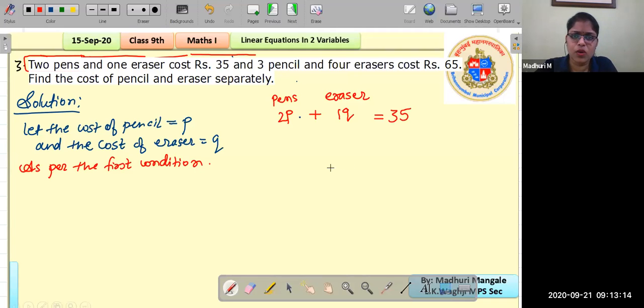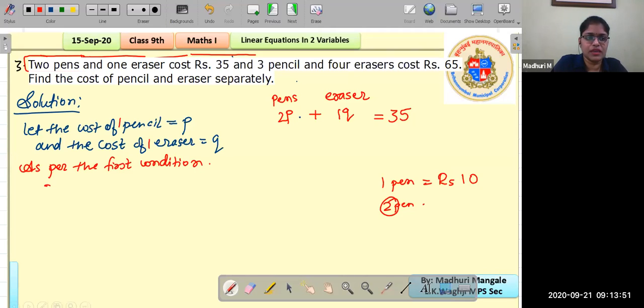Okay. Now, why are we multiplying this 2? Because suppose 1 pen costs rupees 10, then 2 pens will be how much? We multiply the number of pens with the cost of 1 pen. So we have started with the cost of 1 pen be P and the cost of 1 eraser be Q. So we are multiplying the number of pens with the price per piece. So using the first condition, we got the equation 2p plus 1q equals 35.